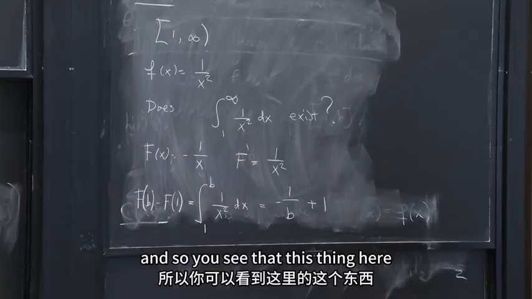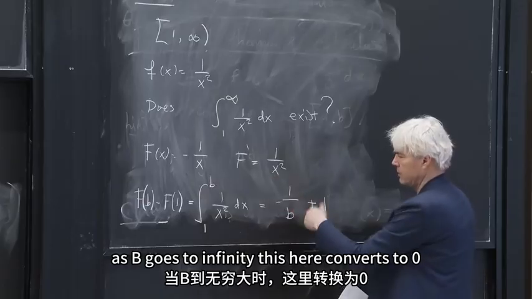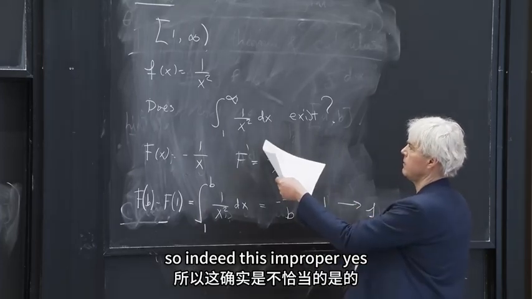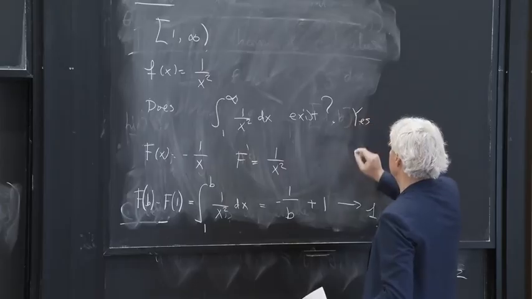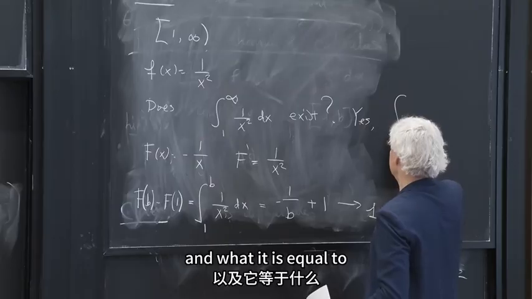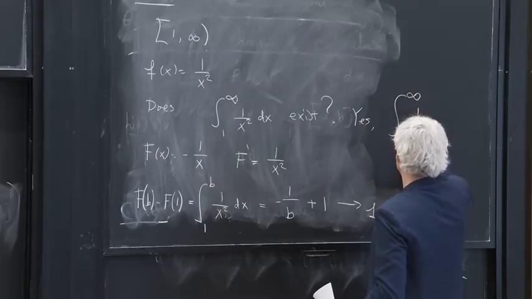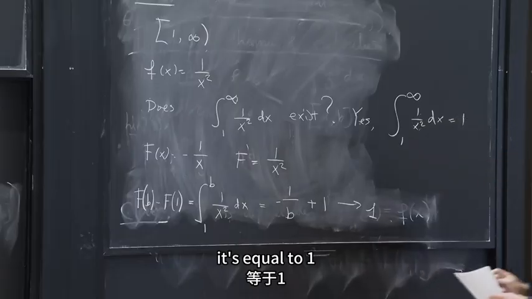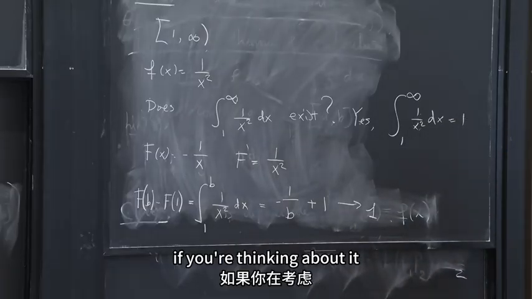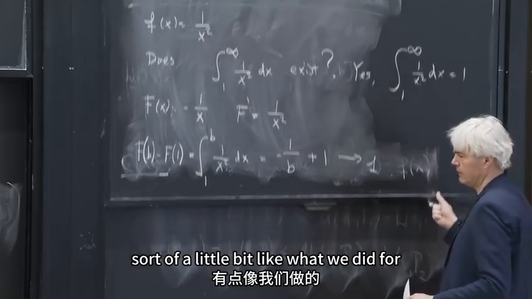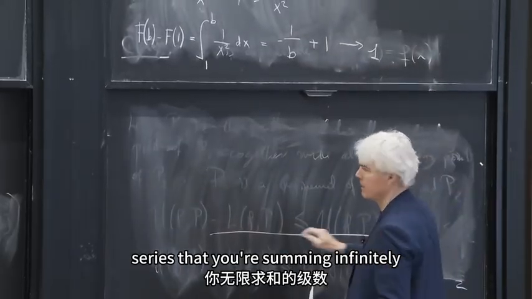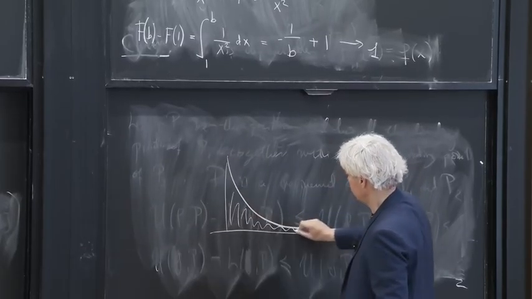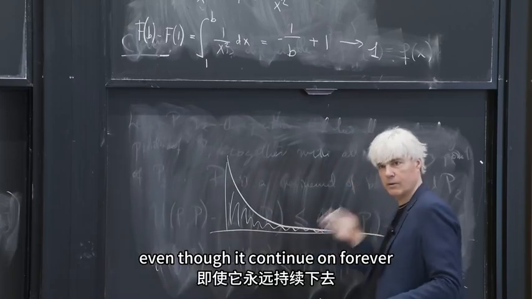And so you see that as b goes to infinity, the minus 1 over b converges to 0, so this converges to 1. So indeed, this improper integral exists, and because it converges to 1, it's equal to 1. Okay? If you think about it, it's a little bit like what we did for series, where you're summing infinitely many numbers. Here you're looking at the area, but the area is actually finite, even though it continues on forever.